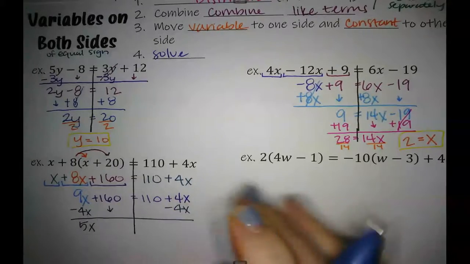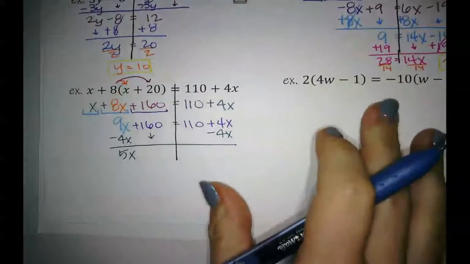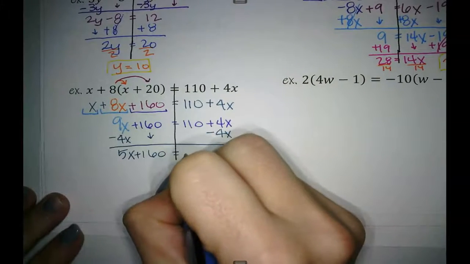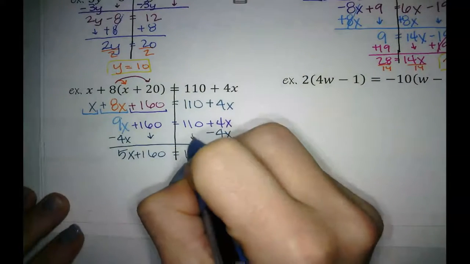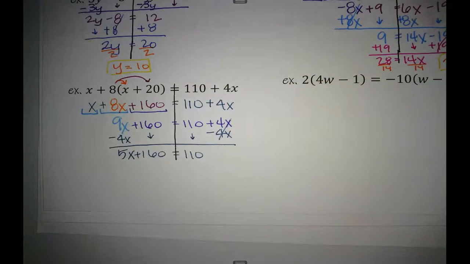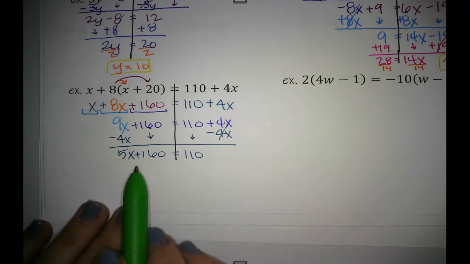Nothing happened to this 160. I'm going to move this up just so you can see it. Positive 160 equals 110. Nothing happened, so we're moving that down. Positive 4x minus 4x, that goes away. All right, just solving a two-step equation.